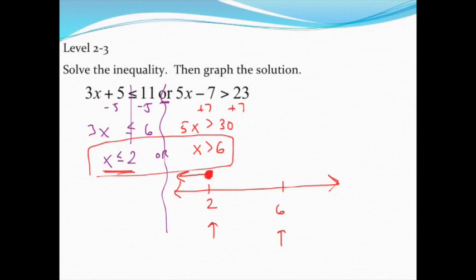Let's go ahead and graph the other side of the inequality on the same number line. I have an open circle because 6 is not a solution. 6 is not greater than 6. But all those numbers like 6.1 and 7 and all those numbers are greater. So my OR graphs tend to look like this.